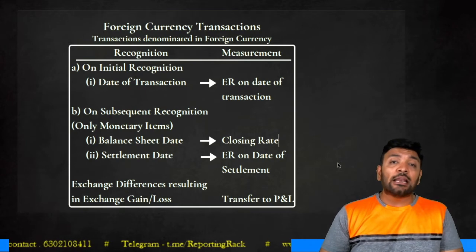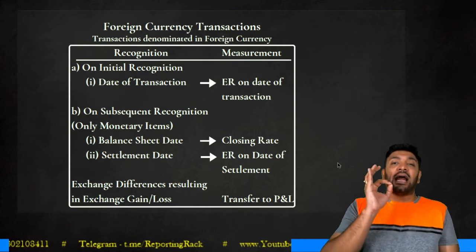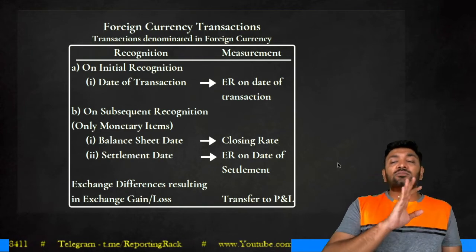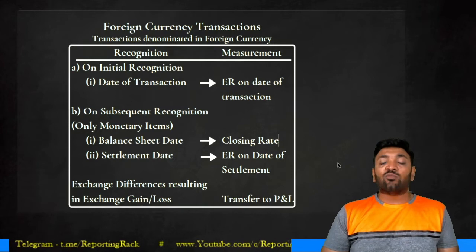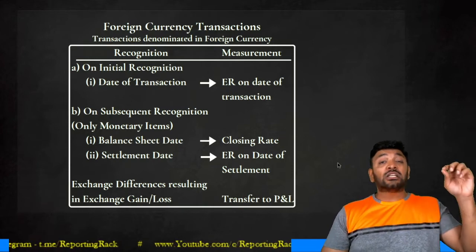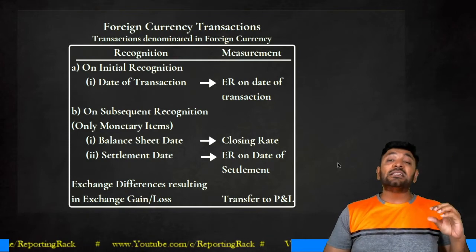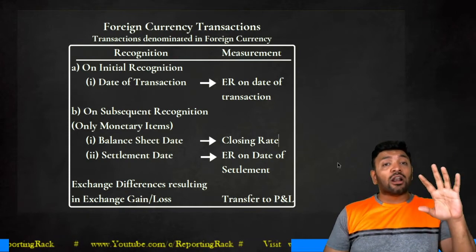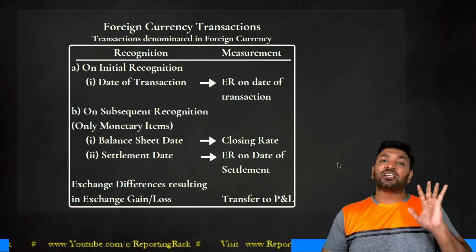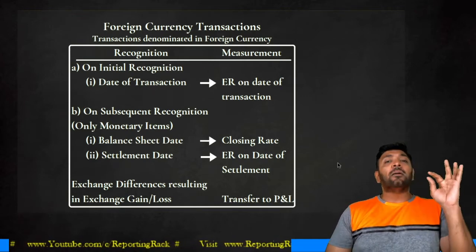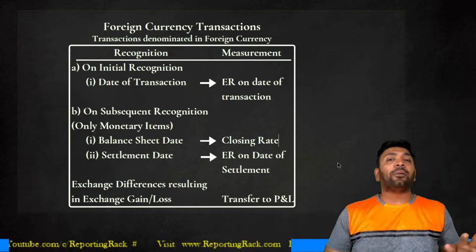What do you subsequently recognize? I subsequently recognize only monetary items. Non-monetary items, I will not subsequently recognize. If you remember the transaction, what was it recorded as? Machinery account debit to supplier. Machinery account is a real account, which is non-monetary in nature. Either it could be carried at historic cost or it could be measured at fair value. Forget about that concept. But ultimately, it is a non-monetary item. No subsequent recognition should happen.